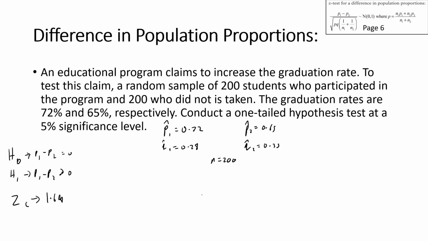And now we move on to finding the z value. But before we find the z value, we have to calculate this p-value here, which is not p1 or p2. So let's do that first. We'll do that down here. So the normal p is equal to 200 times 0.72 plus 200 times 0.65 over 200 plus 200, which gives us 0.685. That means our Q will be 0.315. And now we can find the Z value.